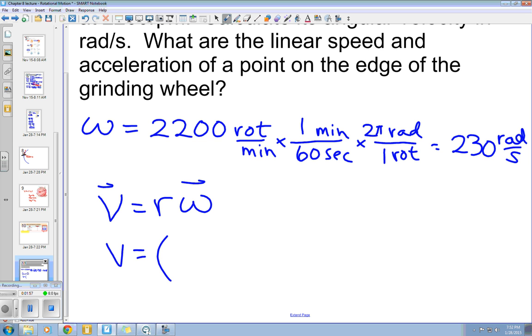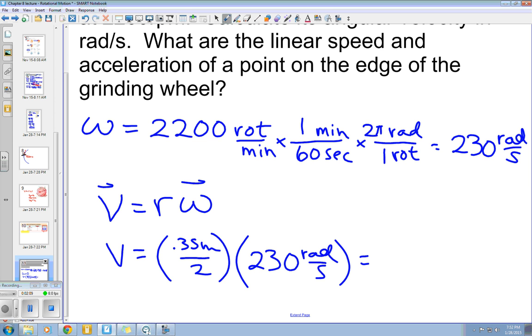We have our radius, which is 0.35 meters over 2, since 0.35 is the diameter. And then we multiply that by 230 radians per second. And we get 40.3 meters per second. So that is our velocity of a point at the edge of the grinding wheel.